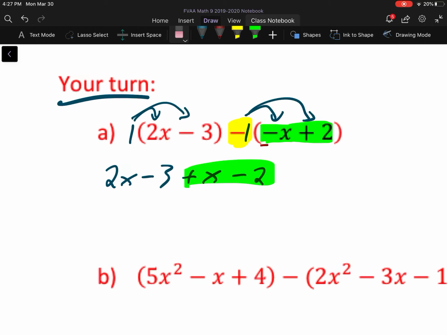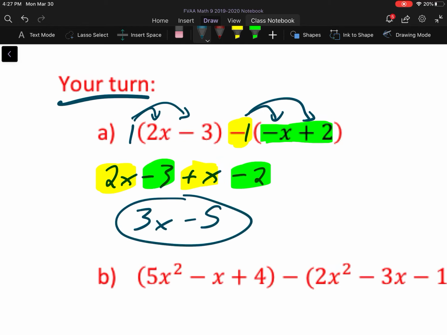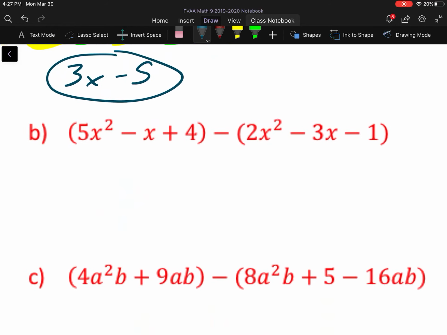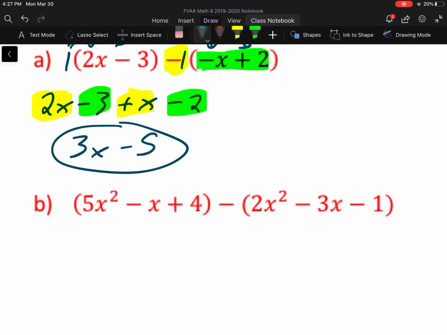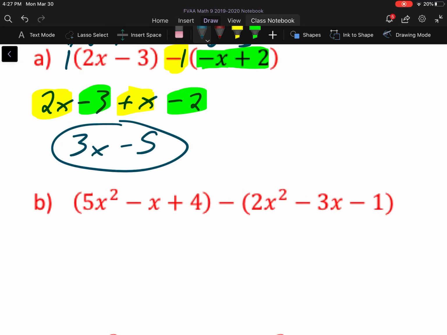Okay, I'm going to erase some of these lines here, make it not so messy, because now I have to combine my like terms. I'm not done. I have to simplify 2x plus x, and I have negative 3 and negative 2. So 2x plus x gives me 3x, minus 3 minus 2 gives me minus 5, and that's the answer for that question.